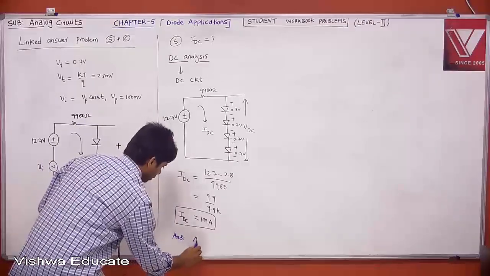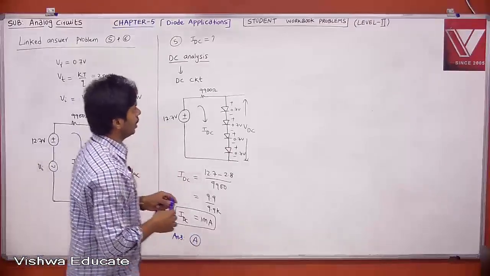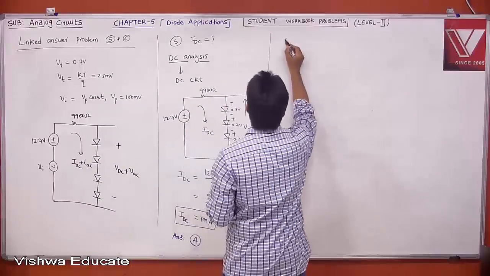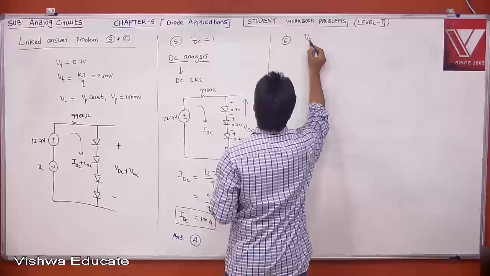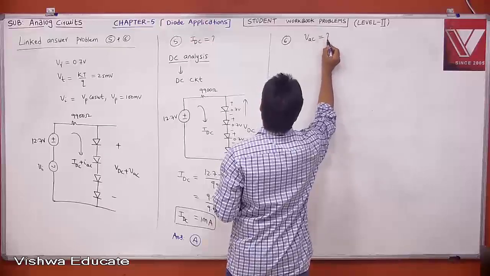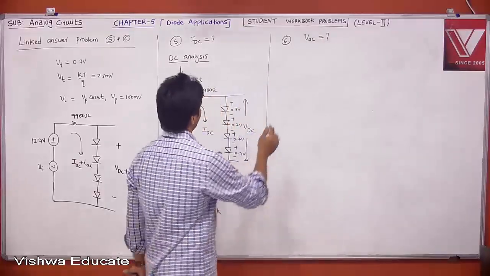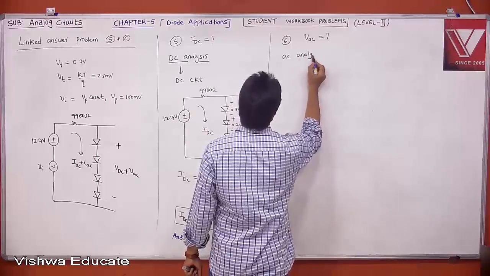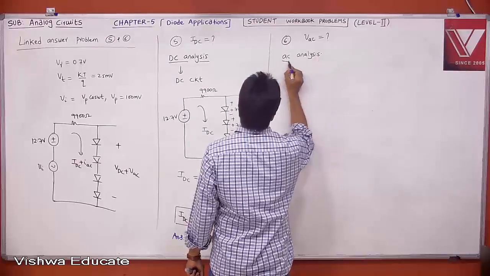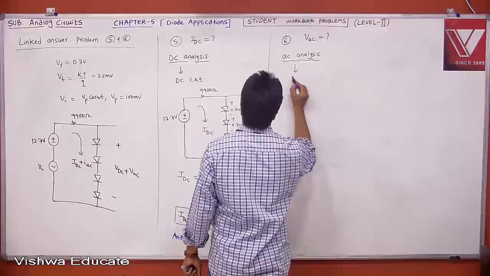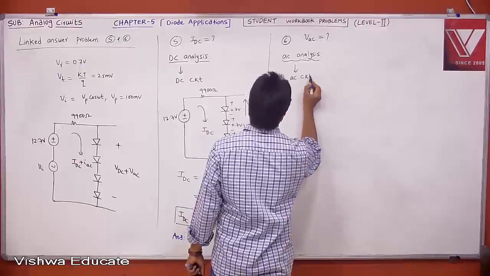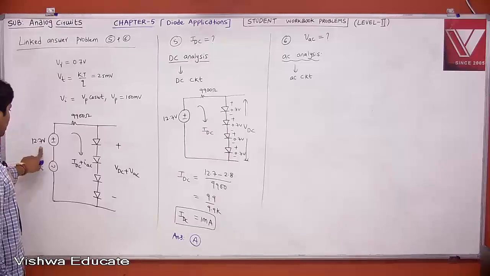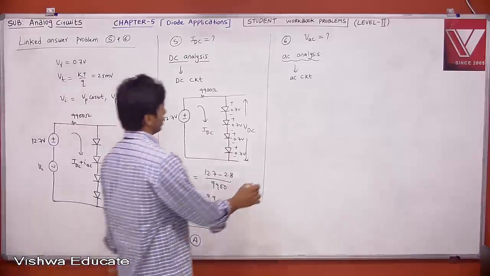Answer is A. Now let's see the second bit, which is the sixth one, asking for VAC. Therefore, only AC analysis. Can you consider AC analysis? Only the AC circuit. What is the AC circuit? Don't bother about DC quantities. Don't bother about 12.7. Therefore, only the AC signal.